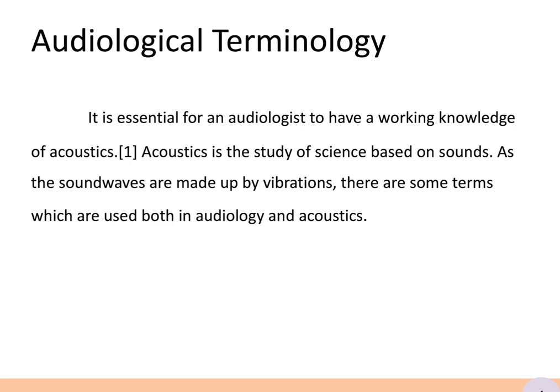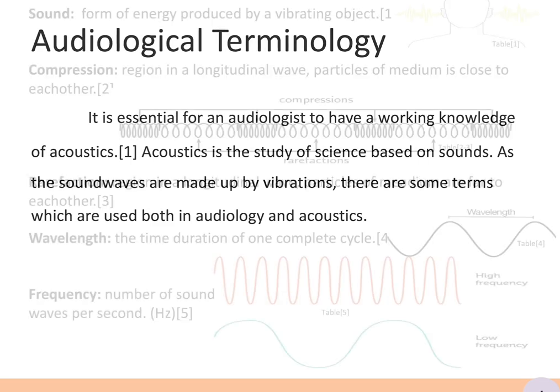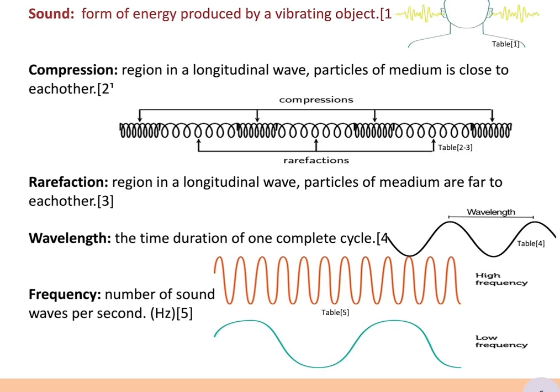As sound waves are made up of vibrations, there are some terms which are used both in audiology and acoustics. Sound: a form of energy produced by a vibrating object. Compression: a region in a longitudinal wave where particles of the medium are close to each other. Rarefaction: a region in a longitudinal wave where particles of the medium are far from each other. Wavelength, the time duration of one complete cycle. Frequency: the number of sound waves per second.